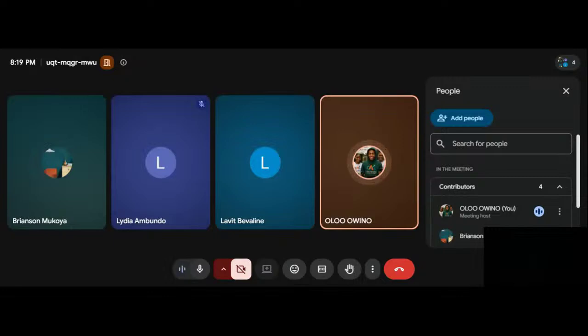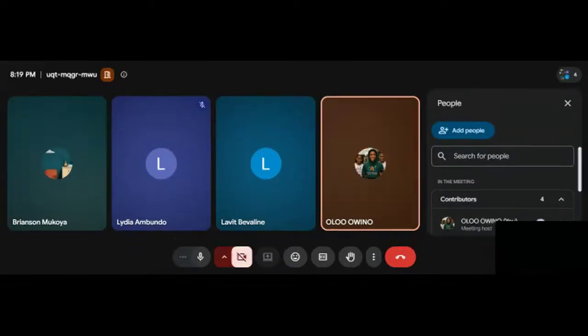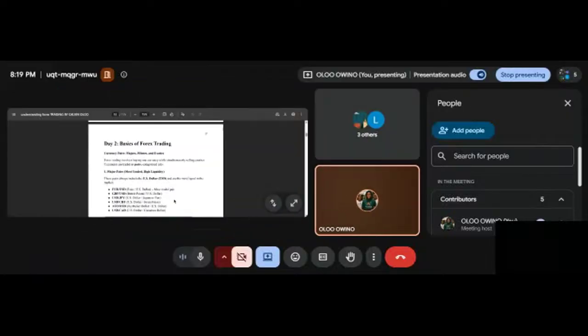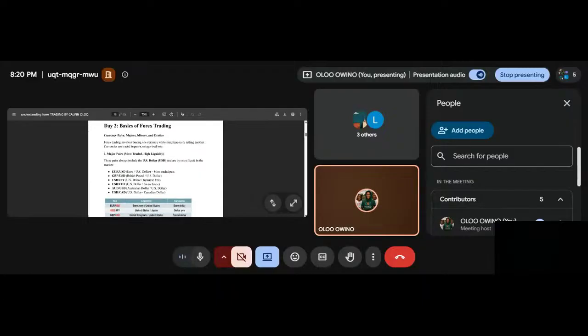We have listed the ones with the USD to be the major currency pairs. EUR USD, which is the euro against the US dollar, is the most traded pair. We have GBP USD, the British pound against the US dollar. We have the USD JPY, the US dollar against the Japanese yen. We have the USD CHF, the US dollar against the Swiss franc. We have the AUD USD, Australian dollar against the US dollar. Then we have the USD CAD, the US dollar against the Canadian dollar. And we said these are the major currency pairs.